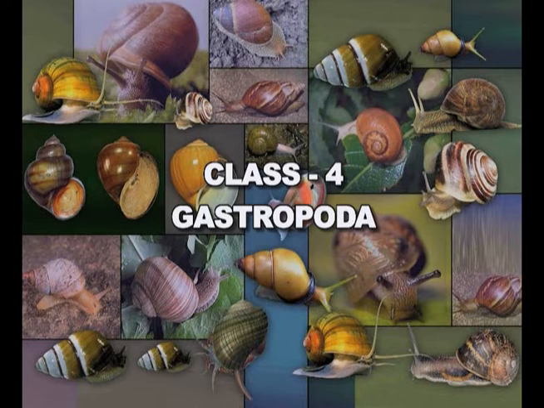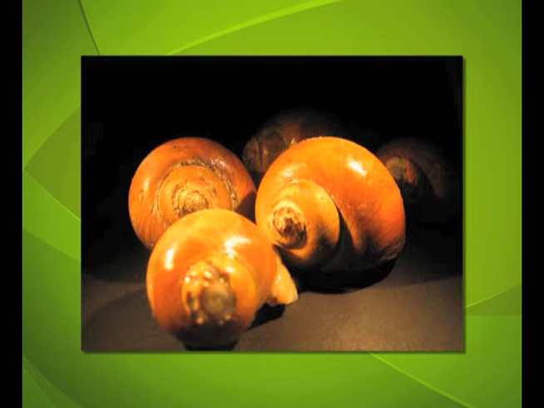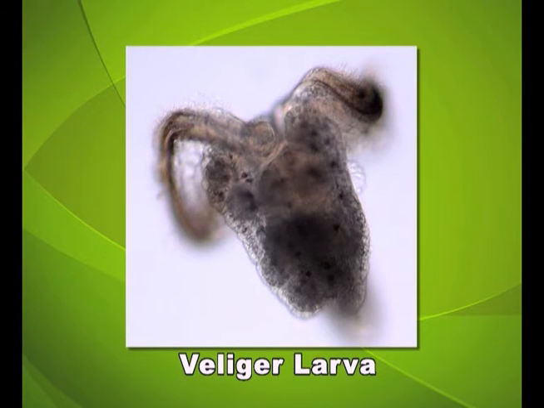Class 4. Gastropoda. Gastropods are marine, freshwater, terrestrial and a few parasitic on echinoderms. Body unsegmented, asymmetrical with a spirally coiled shell. Head distinct, bearing tentacles, eyes and mouth. Visceral mass spirally coiled, exhibiting torsion. Development includes trochophore and veliger larva stages.